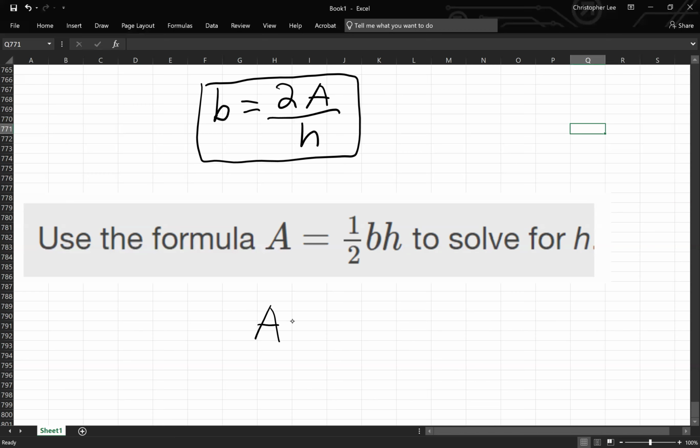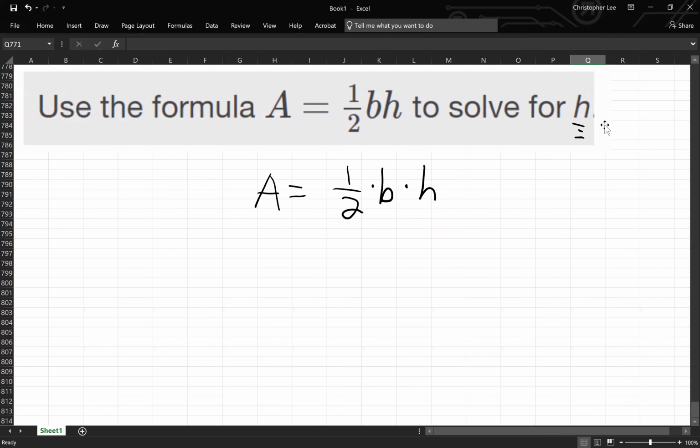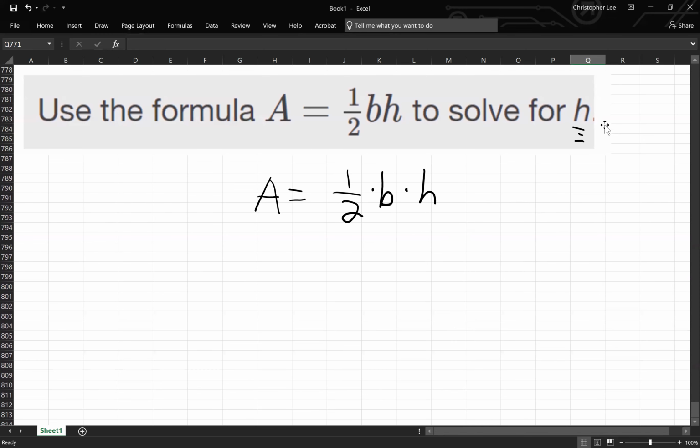I have A is equal to 1/2 B times H, and I want to solve for H. So what should I do? All right. So I'm gonna multiply this by 2 to get rid of it. But what I do to one side of the equation, I have to do to the other side of the equation. So now I have 2A is equal to B times H.